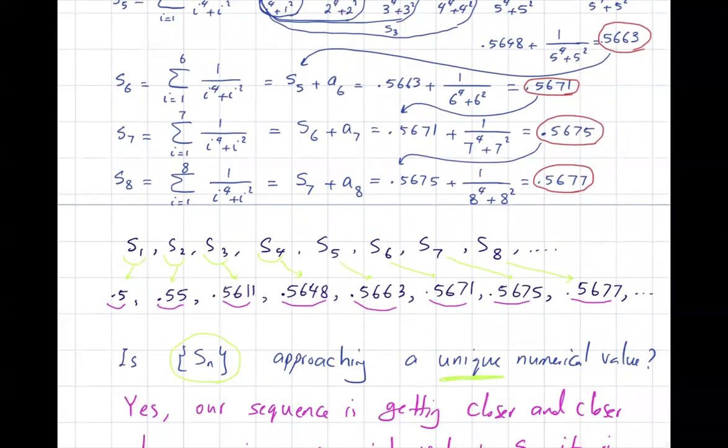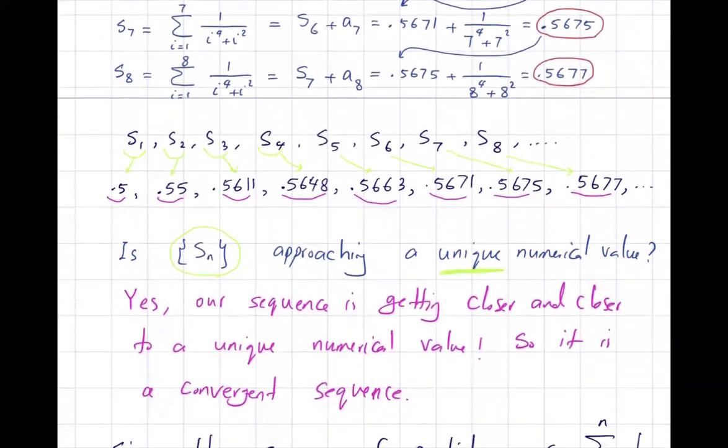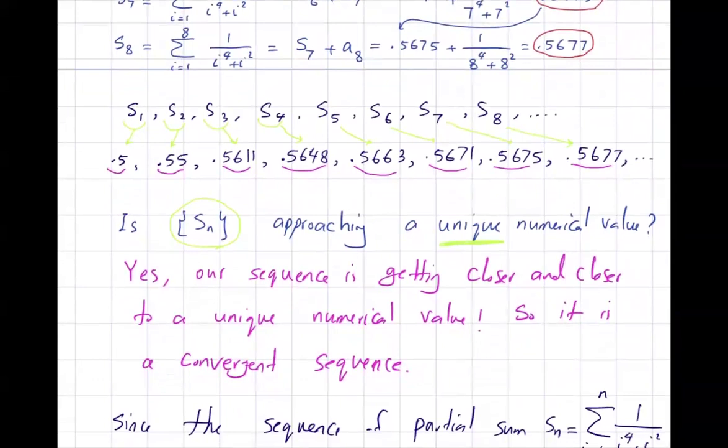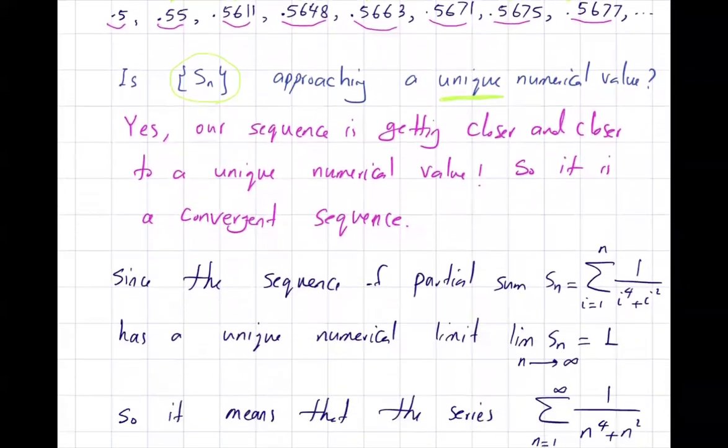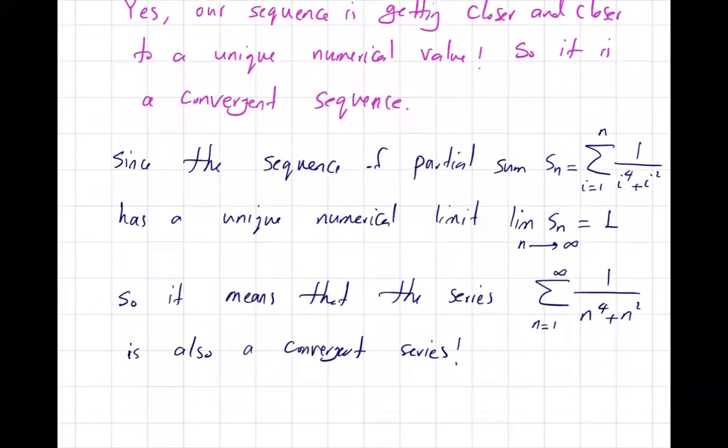To find that exact value, we have to do the exact computation. But looking at the behavior of the partial sum, it looks like the partial sum is getting closer and closer to a unique numerical value. So since the sequence of partial sums has a limit, what's the meaning of that for the series? It means that the series itself is a convergent series.